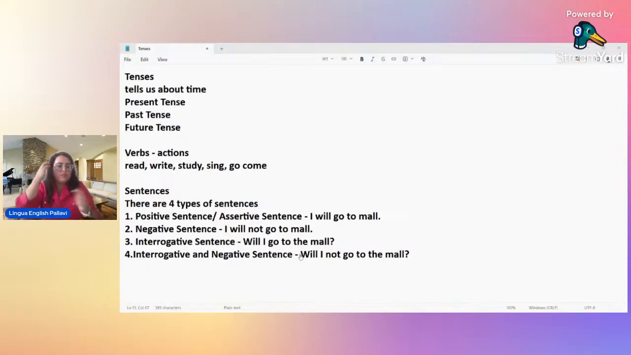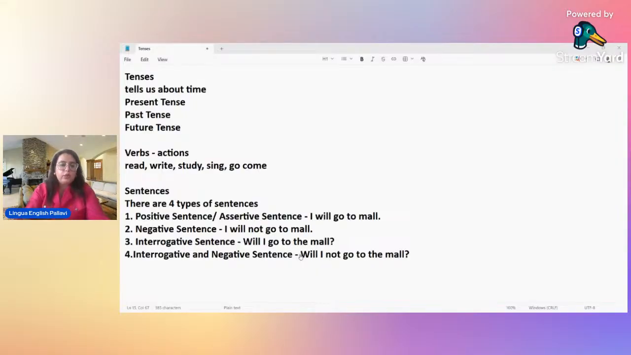Let us review this before we move to the tenses part. There are four types of sentences: positive sentence, negative sentence, interrogative sentence, and interrogative and negative sentence. Positive sentence means I will go to the mall. It is positive in nature. Negative sentence means I will not go to the mall. So not is there, negative. Interrogative means will I go to the mall? And interrogative and negative sentence means will I not go to the mall?